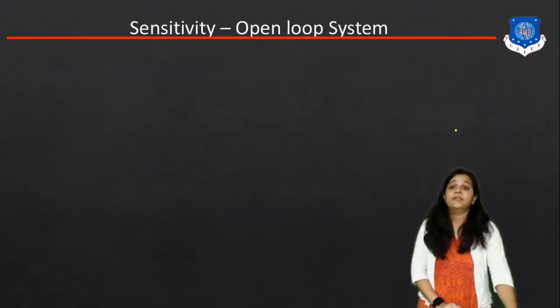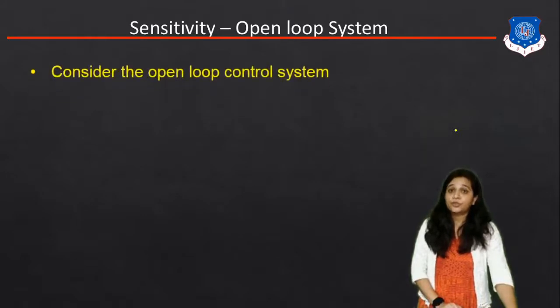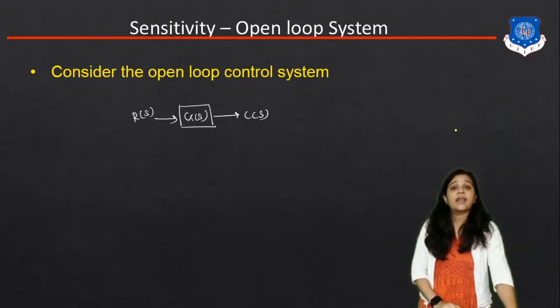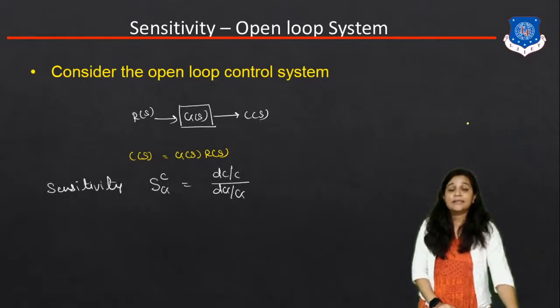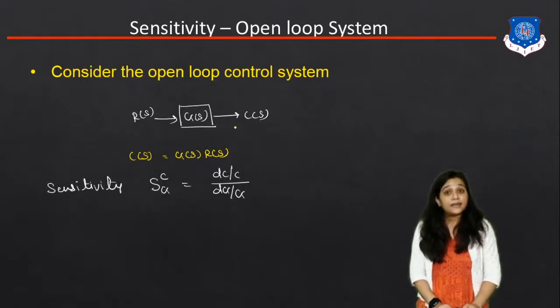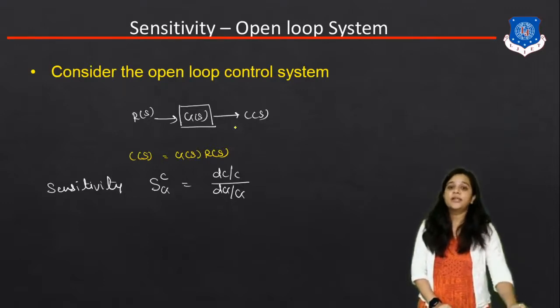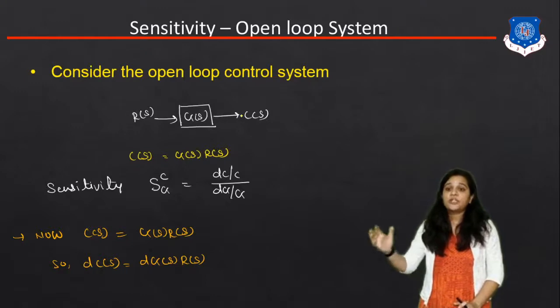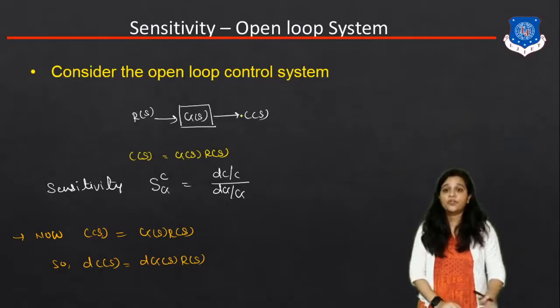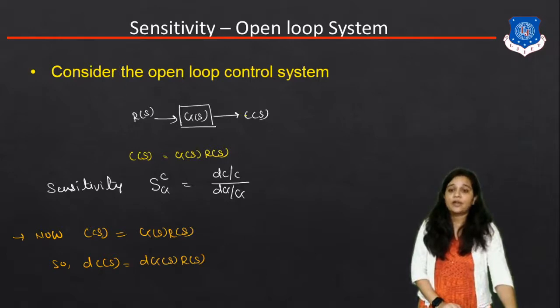Now let us derive the sensitivity for the open loop system. Consider an open loop control system where R(s) is the reference input signal and C(s) is the output signal. The output equation is C(s) = G(s) R(s). The sensitivity S_G^C is equal to (dC/C) upon (dG/G). Now, what is C(s)? C(s) is equal to G(s) into R(s), so the derivative dC is equal to dG into the input R(s).